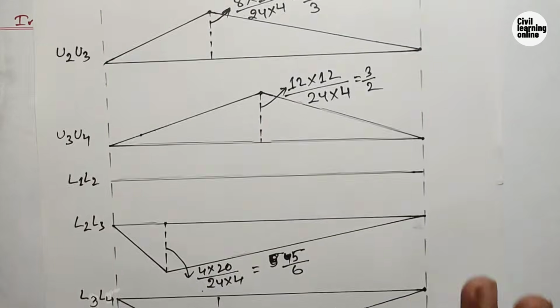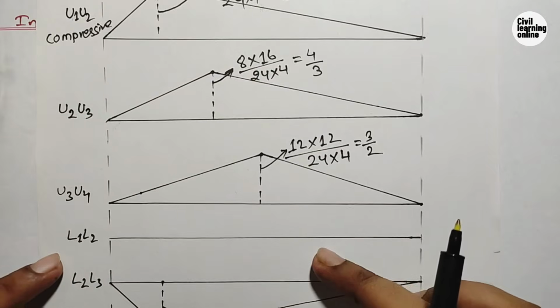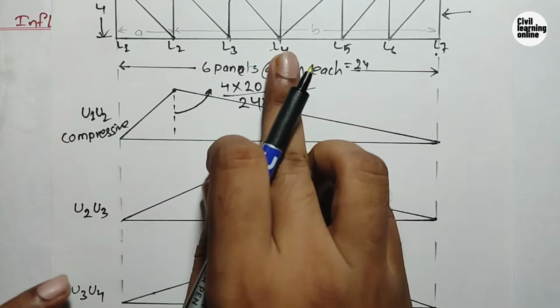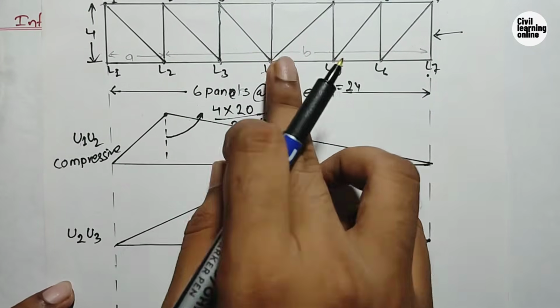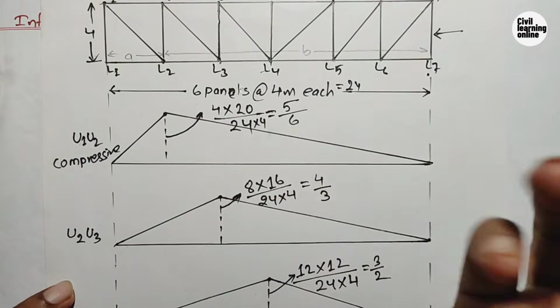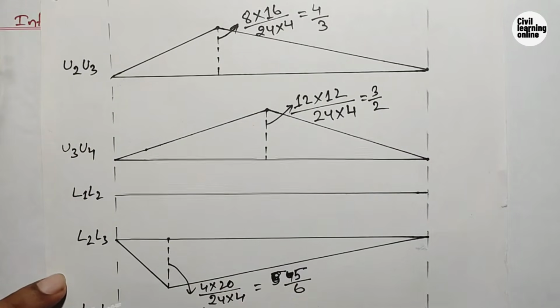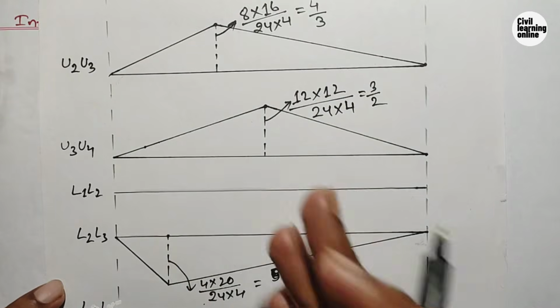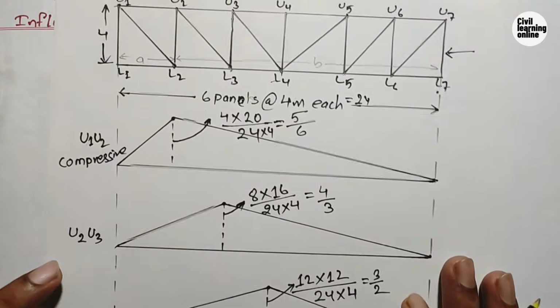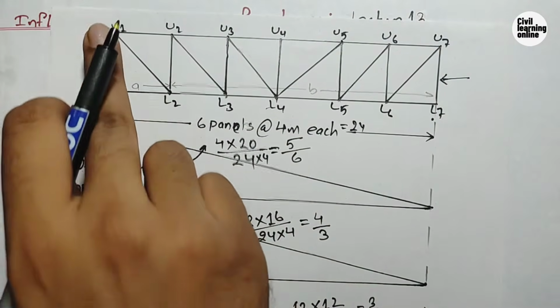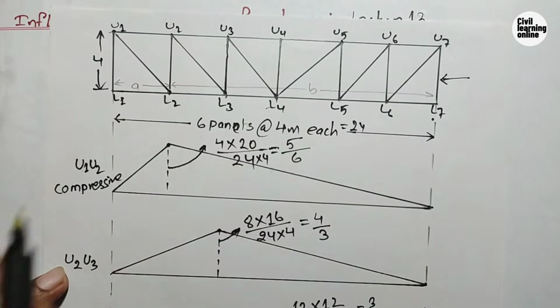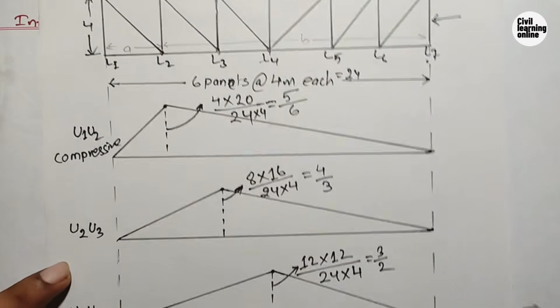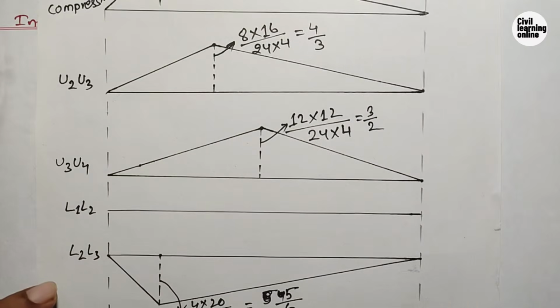And guys, this was for the influence line diagram for the lower chord member up to L3 L4, and we do not need to calculate the influence line diagram for the remaining lower chord members. The reason I have already mentioned in the beginning of this video. Now let us move toward the influence line diagram for the vertical member, and then we will move toward the influence line diagram for the diagonal member. So I need to use a new page.